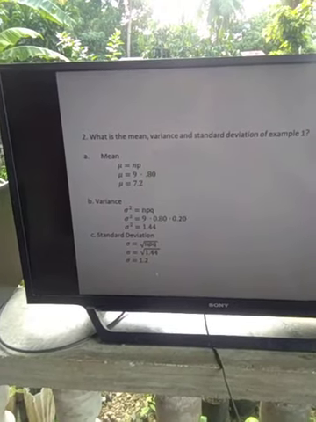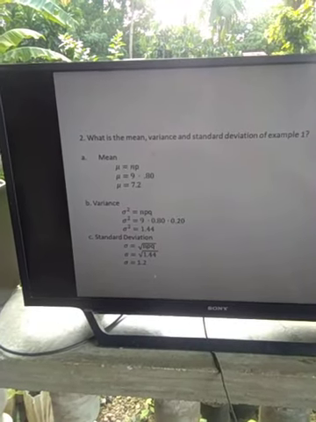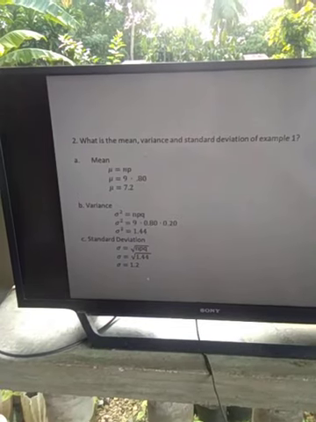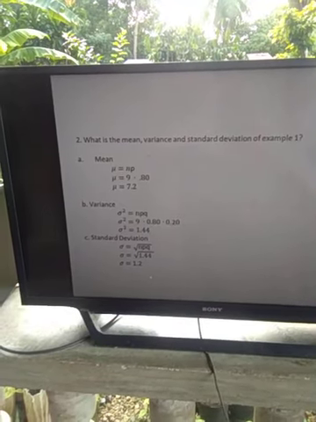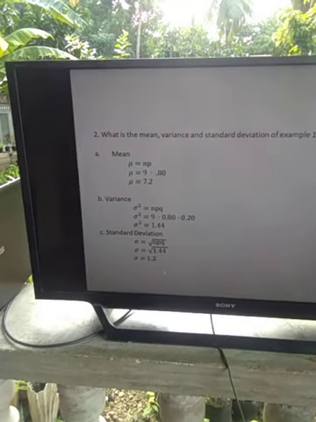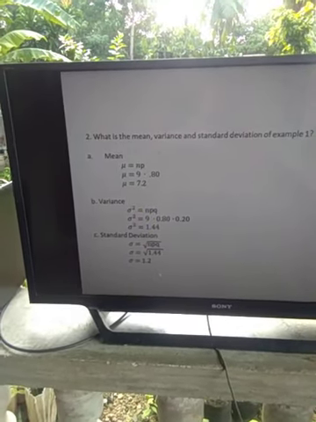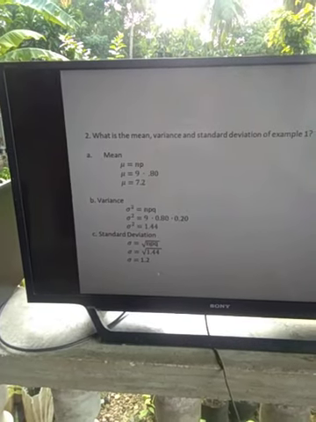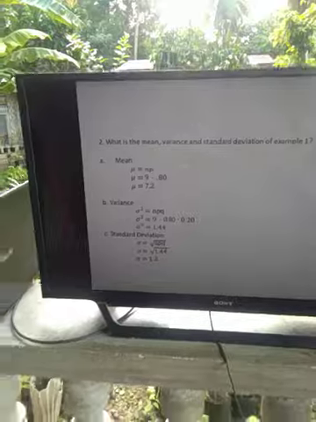Sigma squared equals 9 times 0.8 times 0.2. Sorry. Sigma squared equals 1.44. This is the variance. And the standard deviation is sigma equals square root of npq. Sigma equals square root of 1.44, and sigma equals 1.2.